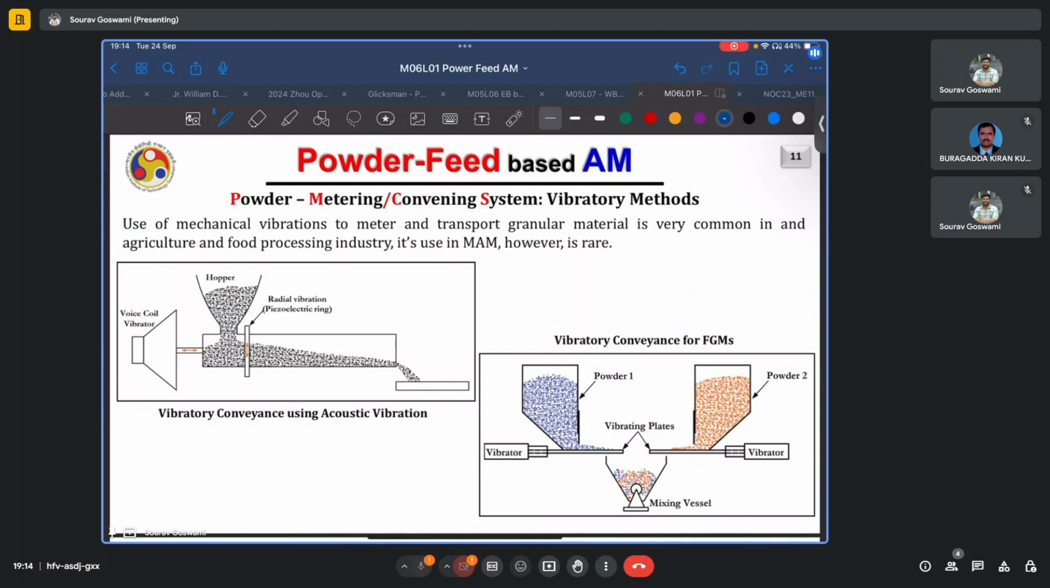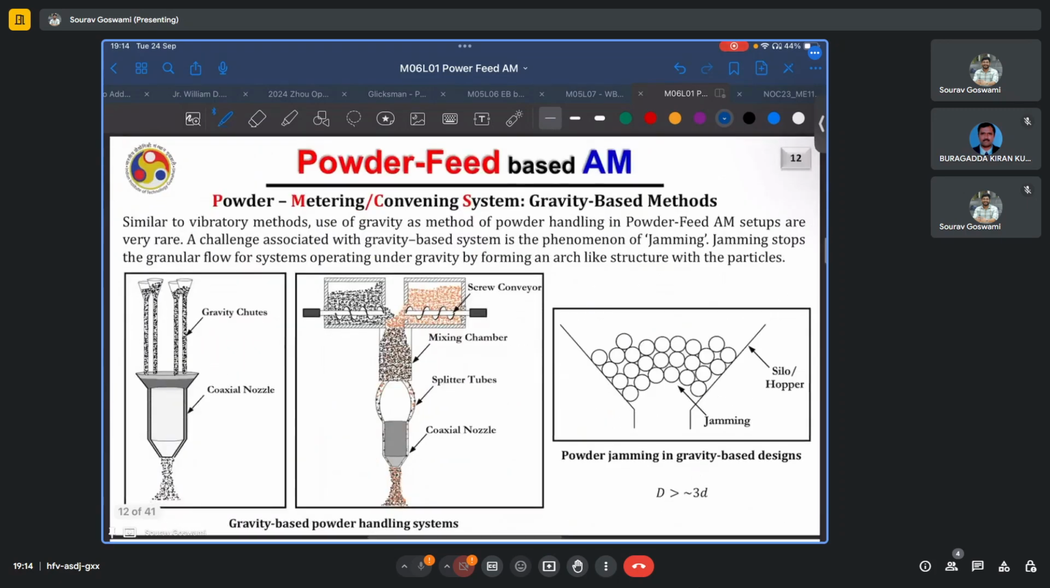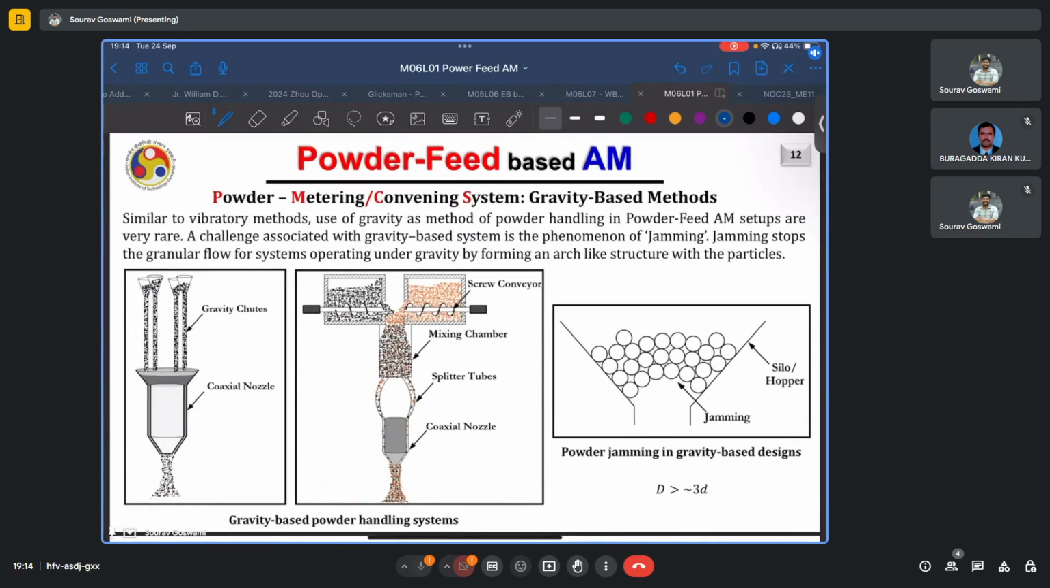Here we see an example where a radial vibration with a piezoelectric ring and a longitudinal vibration with a voice coil vibrator are used to transport the powder, which falls under the action of gravity from a hopper ahead into the region of interest. Another class of systems are based on gravity, and they just use plain old gravity for powder handling. However, these are not very commonly implemented, and one of the reasons is jamming.